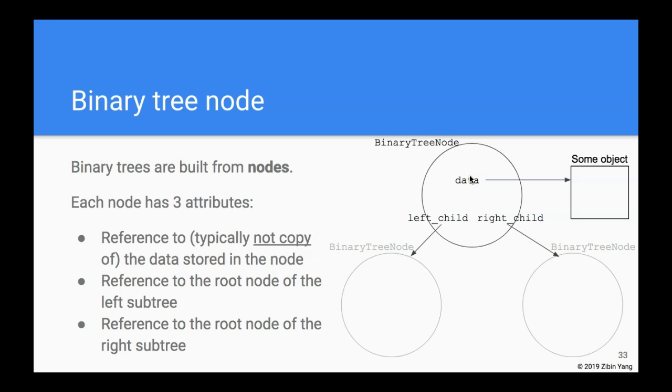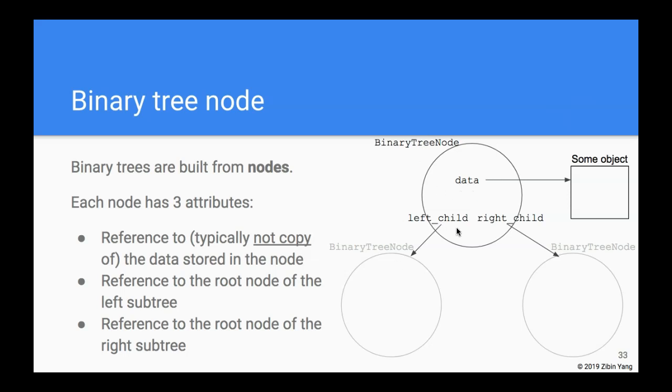Just one thing to know is that we typically don't actually make a copy of the data and store it inside the node. Rather, the data in the node is the reference to the actual object that is the actual data. The reason is that data structures like this provide a way to access the data, but they're not a storage for the data. So usually these are just references.